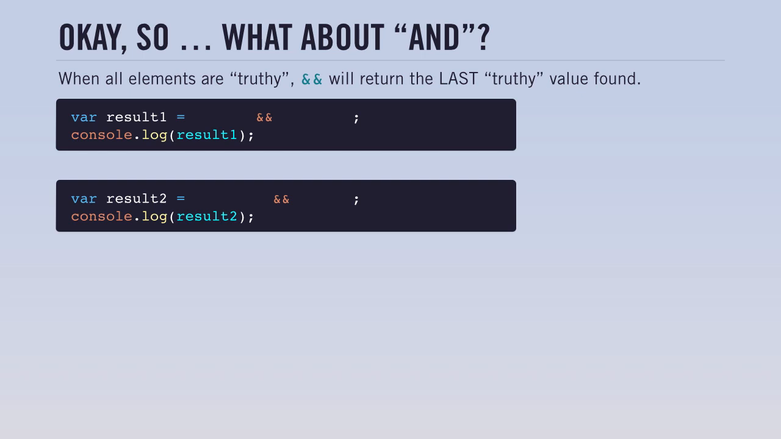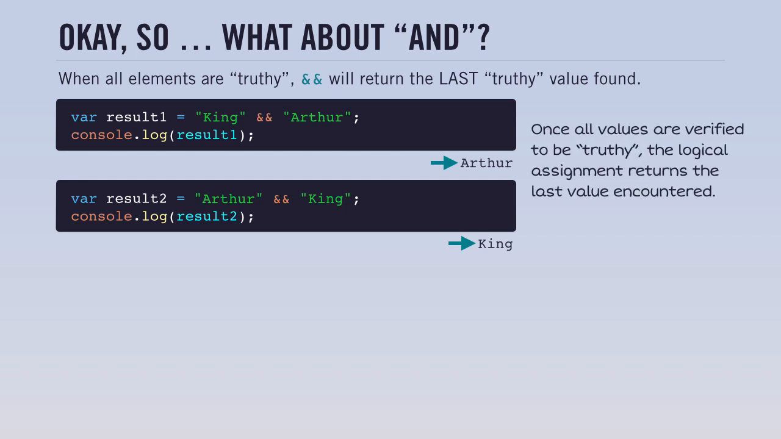So let's take a look at this first one here. On result 1, since King is truthy and Arthur is truthy, what the variable will receive is actually Arthur. We've examined the King, found that it's cool. We move over to Arthur, it's also cool. Let's pass that back to the variable. Notice if I switch them up in result 2 and I've got Arthur first and King second, King gets returned after a full examination.